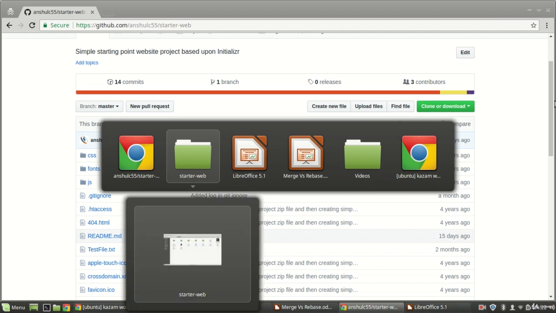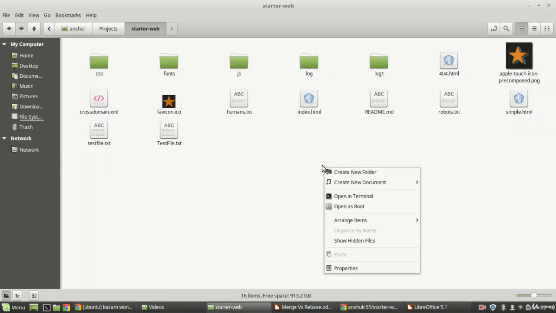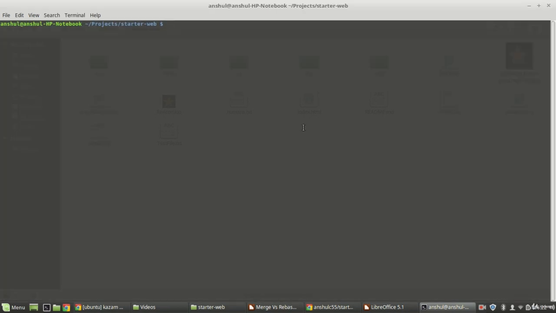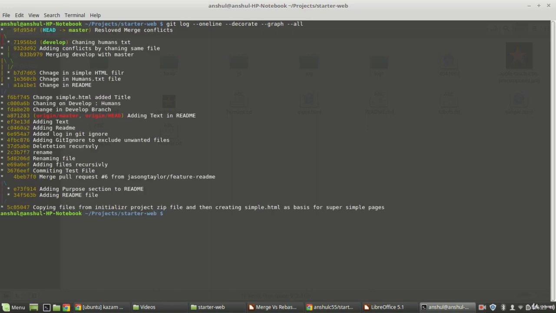So if I go to my project directory, this is my project directory, and open the terminal over here, right? And I want to see the logs, what kind of work I have done on this particular project in the past. So I will enter the command git log --oneline --decorate --graph --all, right? And I think this will be sufficient. So this is the history of my project, right?